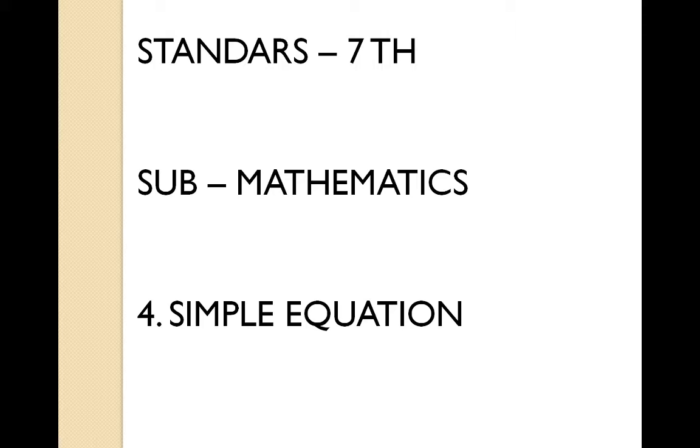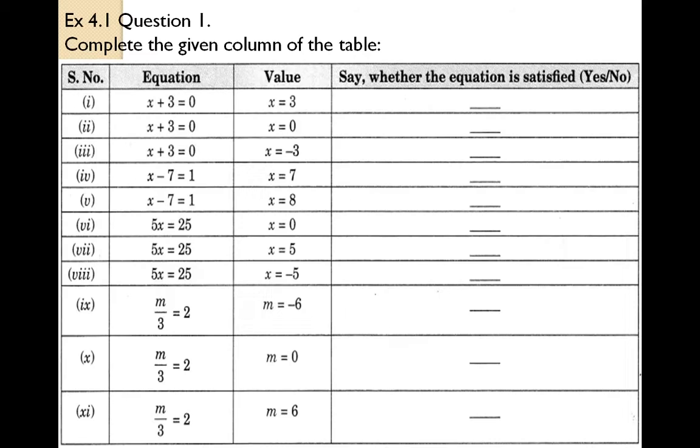So dear students, from this session we are going to start our exercise of the fourth topic of mathematics, that is simple equation. Exercise 4.1, question number 1. Complete the given column of the table. Now look here, dear students. There are the serial number, the equation, the value, and we say whether the equation is satisfied, yes or no.